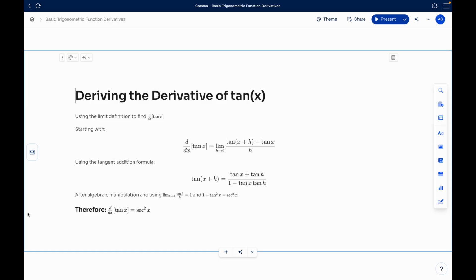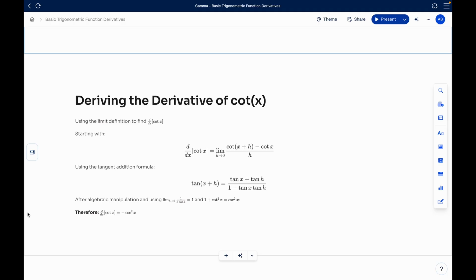So, therefore, d by dx of tangent of x is equal to secant squared x. Deriving the derivative of cotangent x also uses another limit, and so will the others. Pretty much every slide from tangent of x and afterwards has a few slides. The reason I didn't include it for the first one is that I showed all the steps for the first two, and I wanted to make it clear that those are the two most foundational limits that you can use to derive all the rest of the limits that I'm showing below.